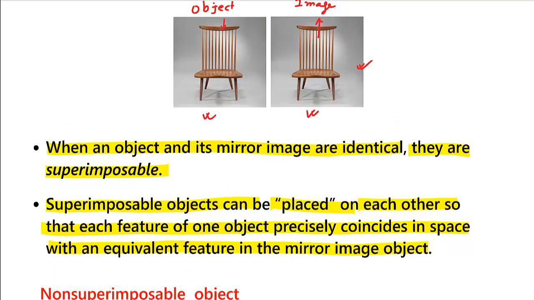So each feature of the image, for example in this case, if I have this point and if I simply place it, I will find this point and this point are the same. They can coincide, they can superimpose on each other. So each feature superimposes or coincides in space with the equivalent feature of the object. This is the definition of a superimposable object: if your image and object both have the same kind of orientation of features in space, we call such an object a superimposable object.